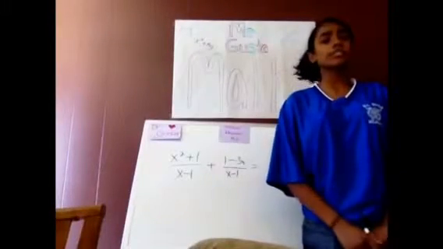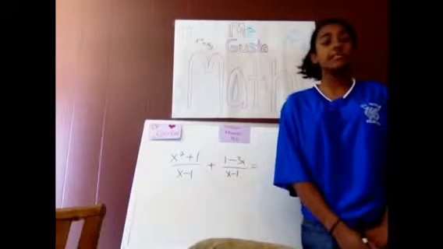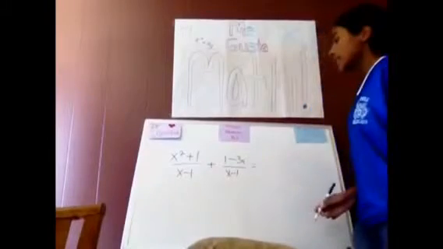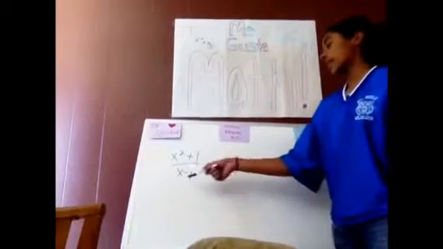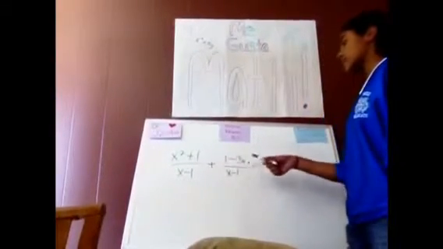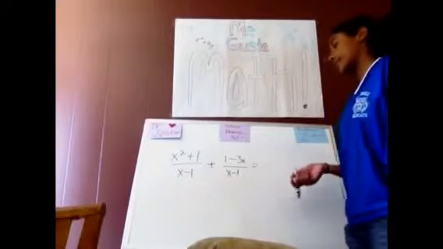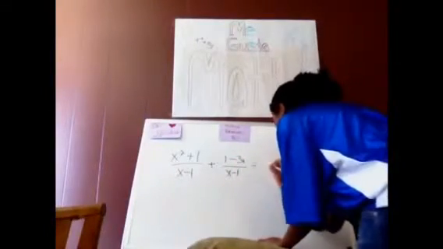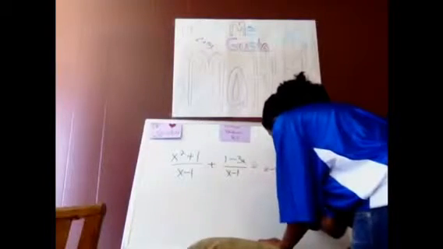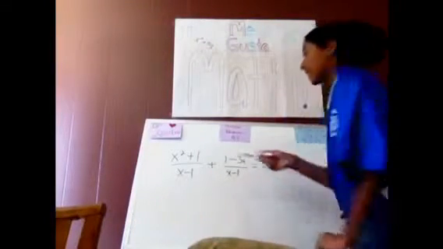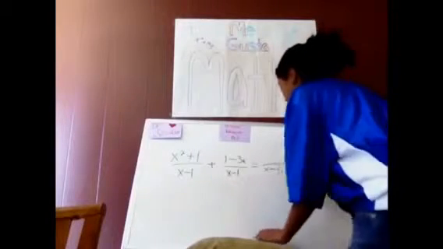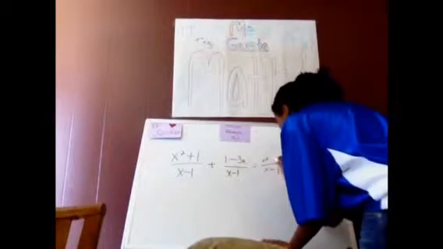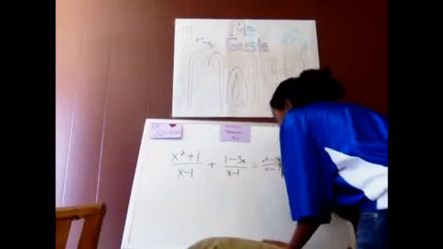Nice! Now we're going to go a little further and master another branch of math, adding and subtracting rational expressions. Here we have x squared plus 1 over x minus 1, plus 1 minus 3x over x minus 1. Since we already have a common denominator, we'll just bring x minus 1 over to the other side. Then we're going to have to add all these terms. First, you're going to have x squared minus 3x plus 2.